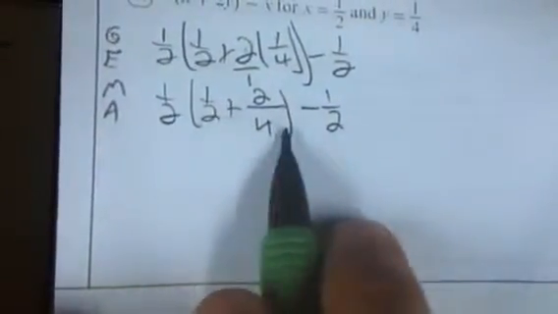Denominator times denominator. 1 times 4 is 4. Okay? Close my parentheses. Bring down that minus 1/2. Now, I've still got, inside grouping symbols, an operation that I need to complete here. I've got 1/2 plus 2/4.